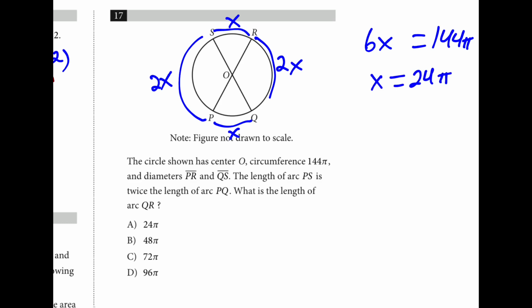If I divide by 6, I find that a single x is 24 pi. They want to know about QR. QR is going to be 2 times this, so that's going to be 48 pi.